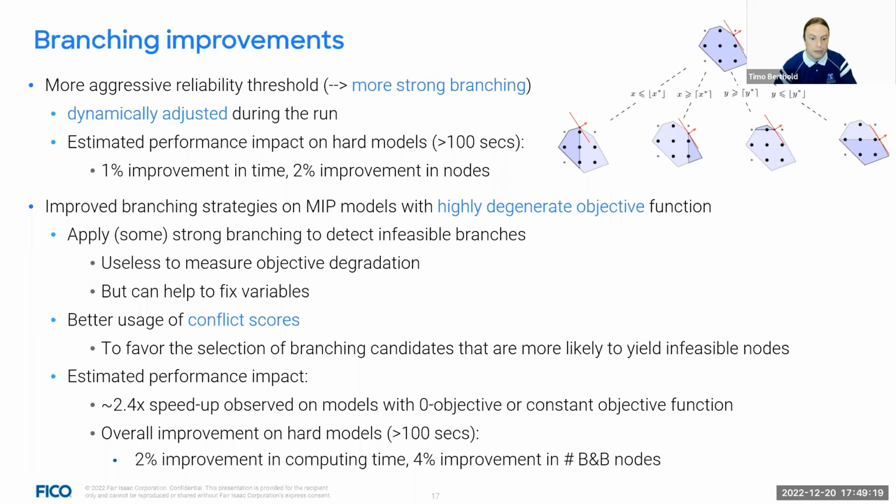The most important bit, however, was that we now make better use of conflict scores. Those are measures gained from infeasible nodes, similar to the FICO proofs I spoke about earlier. And the impact of that change is a speedup of more than a factor of 2 for such highly degenerate problems. But given that those are rare, this boils down to only a 2% overall change in our benchmark set because of so few problems being affected.